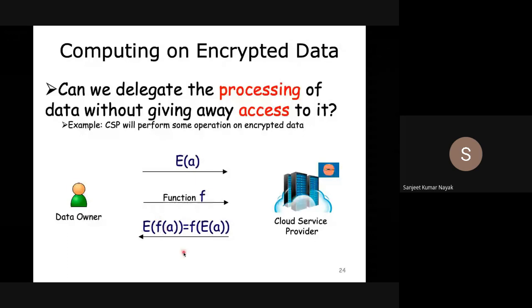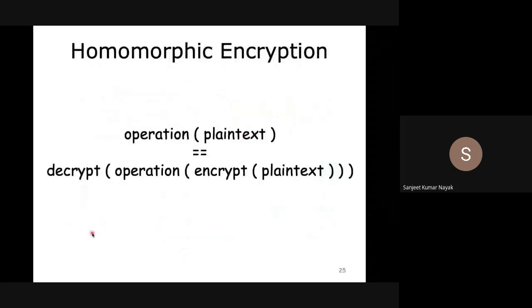So if you try to decrypt it, you will get the function on A. If I put it in these terms, then we do encryption on the plain text and some operation on that, and when we decrypt it, we get the operation on the plain text. And this is nothing but homomorphic encryption. This is what we are going to do.